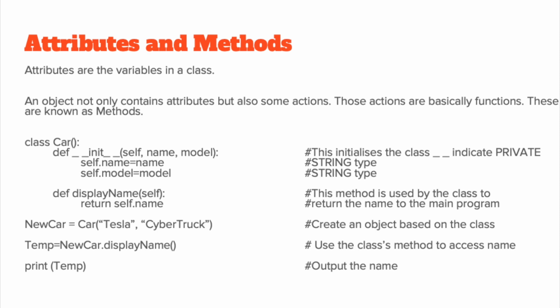Now I'm going to create an object, which is new car, and that's going to use the car class, and it's going to have two values that will go into it, Tesla and Cybertruck. The first one is going to be name, the second one is going to be model, because that's what I defined in the initialization function. Temp is going to be new car dot display name.